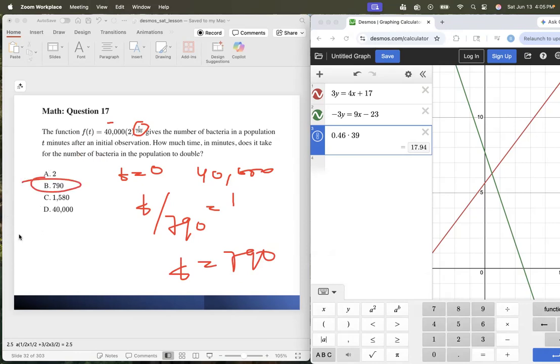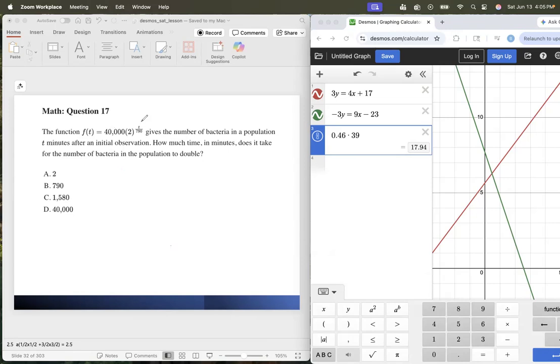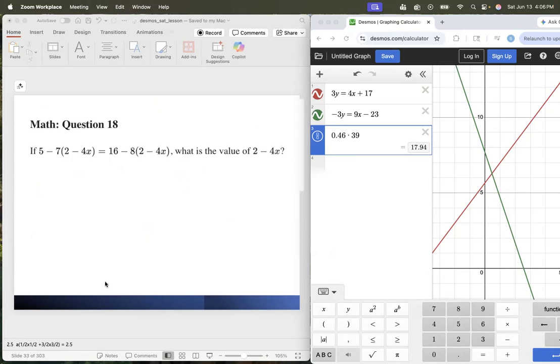Once again, when t is equal to 0, if I put 0 here, the whole exponent is equal to 0, and therefore 2 raised to 0 is 1. 1 times that, we get 40,000. If this has to double, we have to make the exponent equal to 1, right? And then 2 times 40,000 will be 80,000. The only way we can do that is t over 790 is equal to 1. Therefore, t has to be 790 for the whole exponent to be 1. And that's how you can answer it. Straightforward.